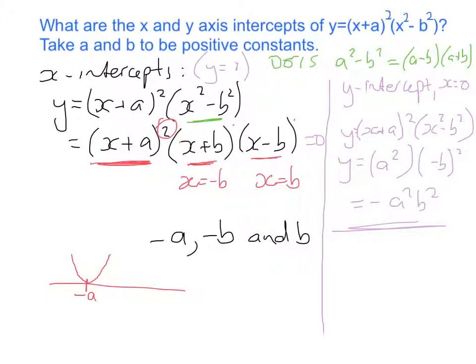And if I keep looking at this little graph that I started to draw, how that all might come into play is that we could have another x-intercept of negative b, and positive b as another intersection. So the graph could come around somewhere like so. And we would have a y-intercept of negative a squared b squared, whatever those values may be. Okay, thanks.